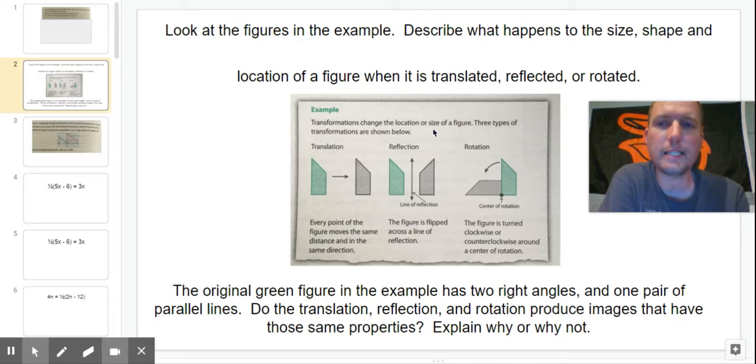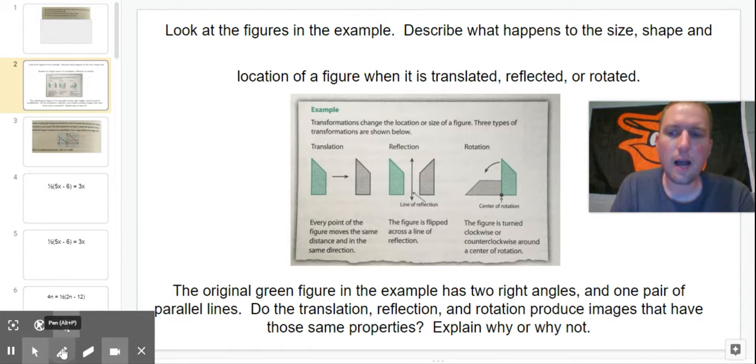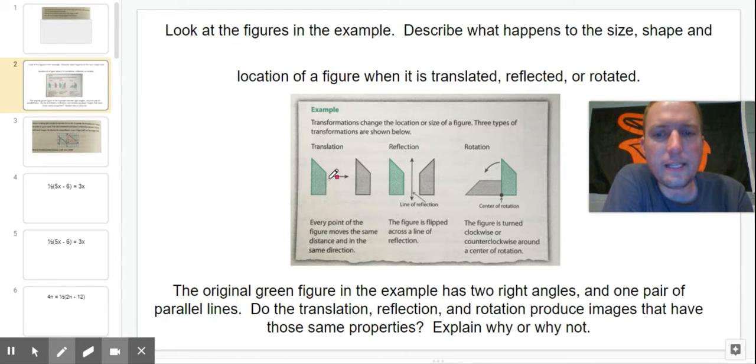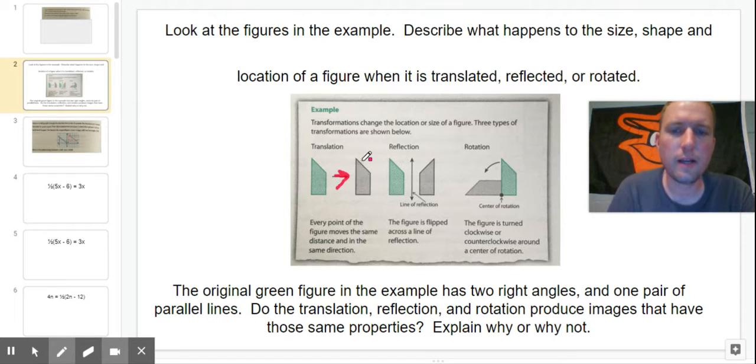So our question today says, look at the figures in the example. Describe what happens to the size, shape, and location of the figures when it's translated, reflected, or rotated. So here is an example of a translation. This is a quadrilateral, and it's sliding over, and it still is a quadrilateral. It says every point of the figure moves the same distance in the same direction.